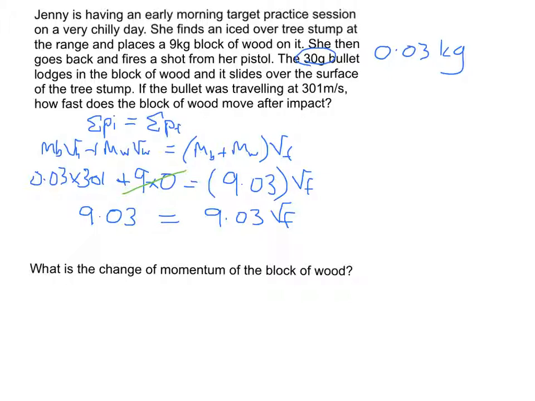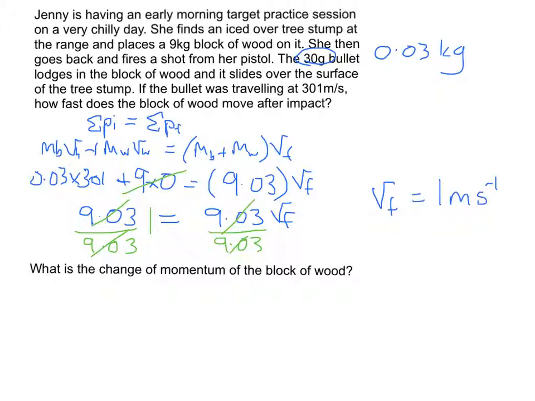And it's not always going to be that convenient that the numbers work out, but often in calculations they will nicely work out, so we're going to divide both sides by 9.03. That will cancel that down to leave us with one lot of velocity, and on the left hand side they will cancel down to leave us with 1, so that gives us an answer of our final velocity of the block with the bullet lodged in it, moving off at 1 metre per second.